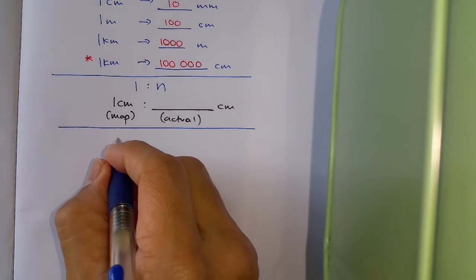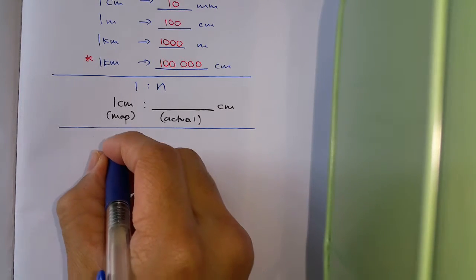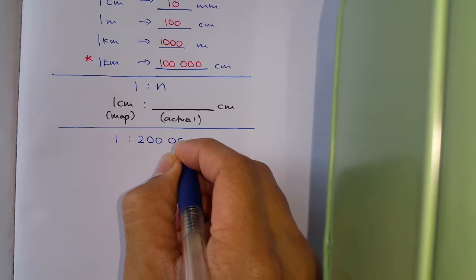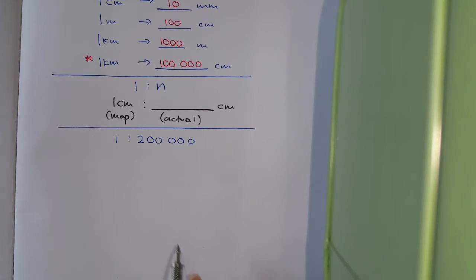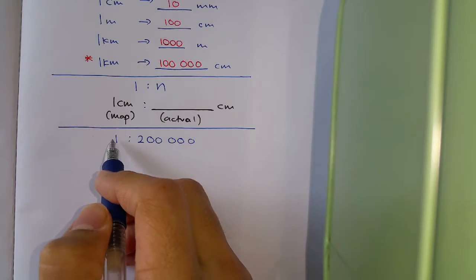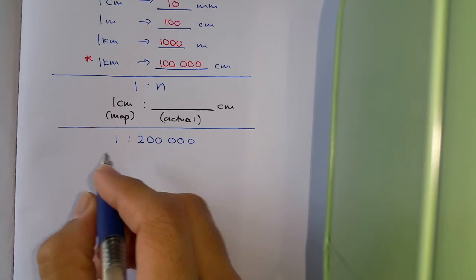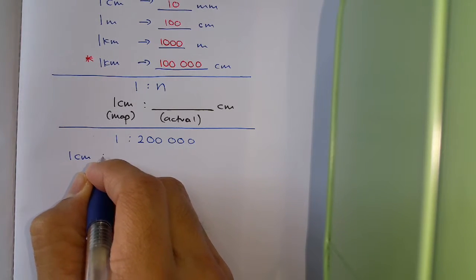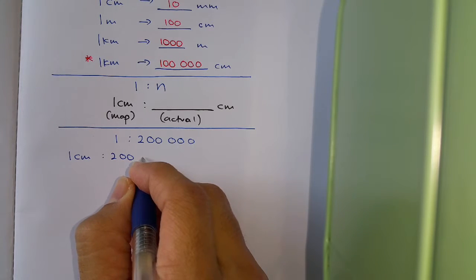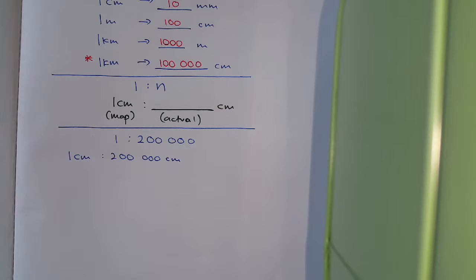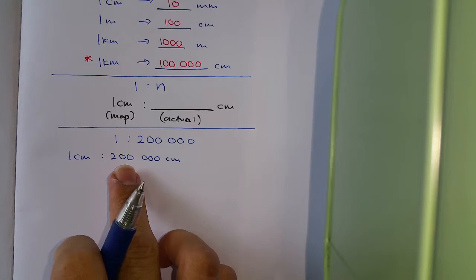Let's say you are given a map drawn to a scale of 1 is to 200,000. This is in the form of 1 is to n. This is your 1, this is your n. So this simply means 1 cm is the same as 200,000 cm in actual distance. So let us convert this.